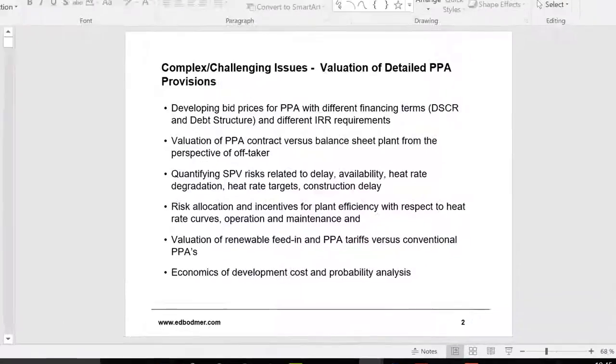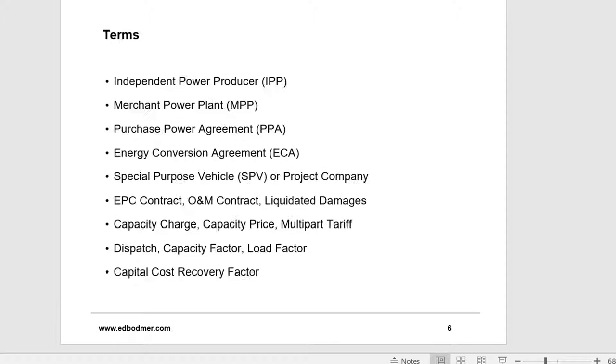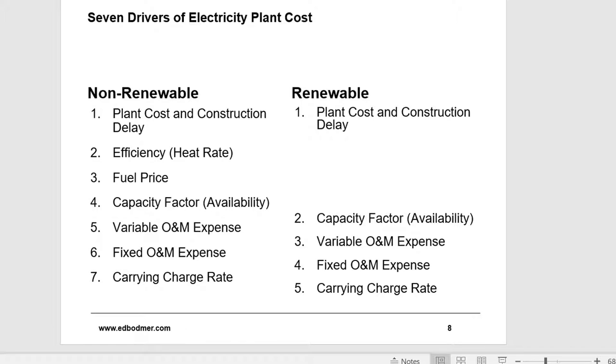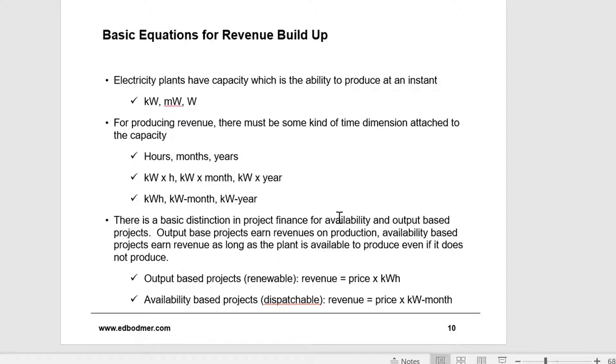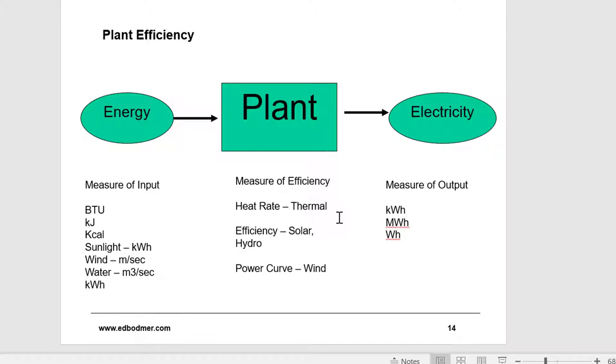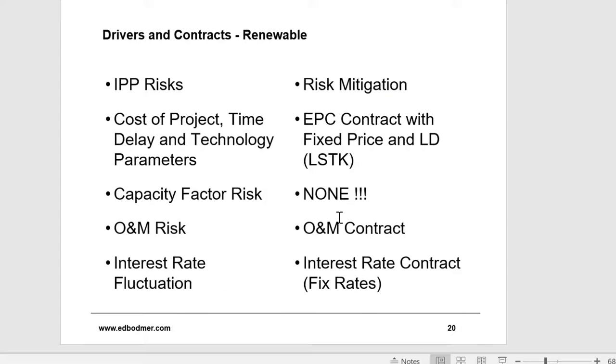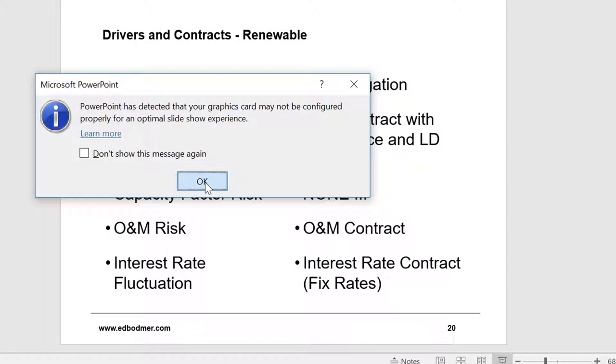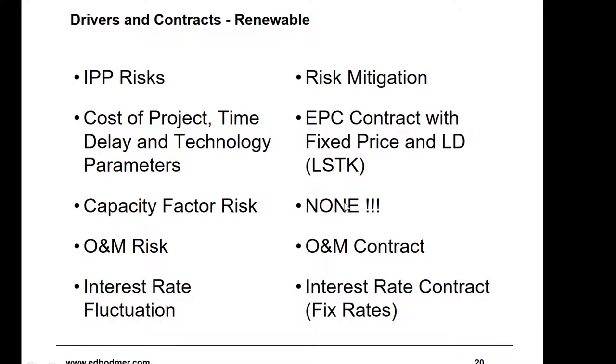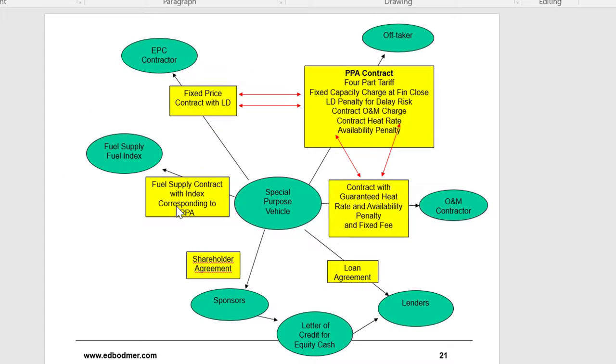Well, if you look at my website or my Google Drive, you can find slides on IPP analysis, and the big thing here is when we look at renewable versus non-renewable plants, the capacity factor or the production is the big deal. And then I have some simple things about heat rates, dispatchable, that I appear to spell wrong, and here is the big subject. Don't ignore this. There's no risk mitigation in renewable for capacity factor or production risk. That's the problem.